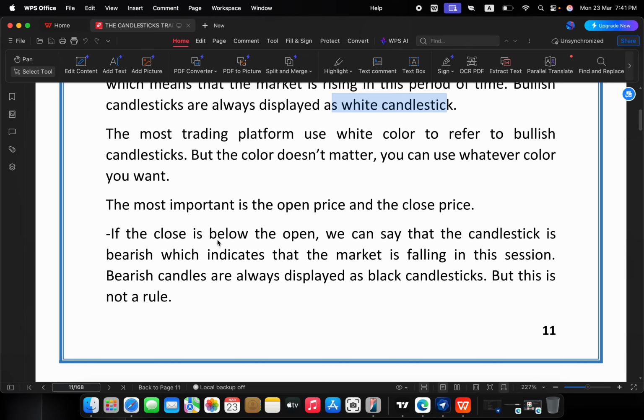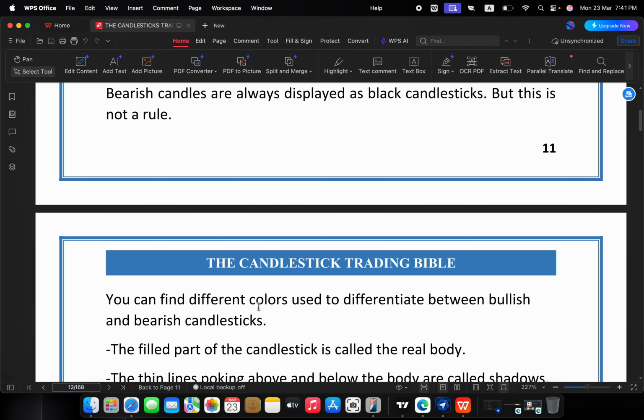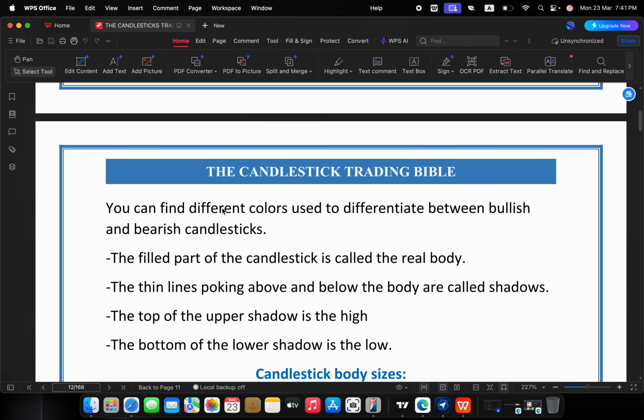So if the close is below the open, we can say that the candlestick is bearish, which indicates that the market is what? Falling. In this section, bearish candlesticks are always displayed as black. Again, you can put your own color the way you want it, but this is not a rule, okay? You can find different colors used to differentiate between bullish and bearish candlesticks.